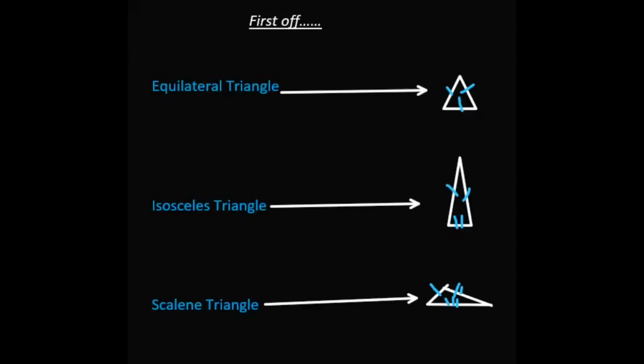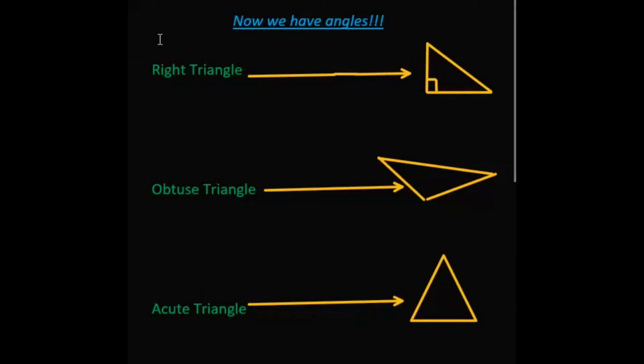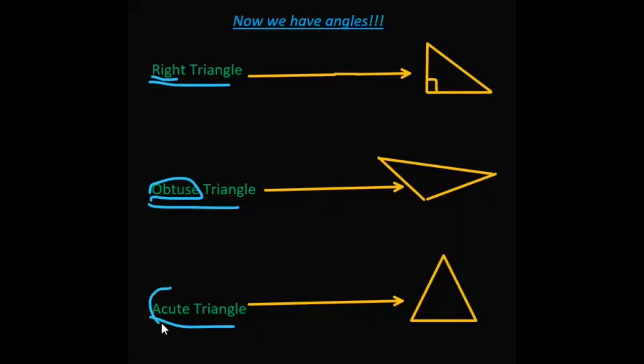Now we have triangles that are measured by their angles. Those three triangles are the right triangle, obtuse triangle, and acute triangle. So let's first talk about these words here: right, obtuse, and acute.